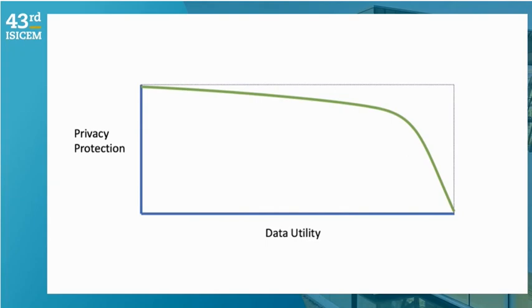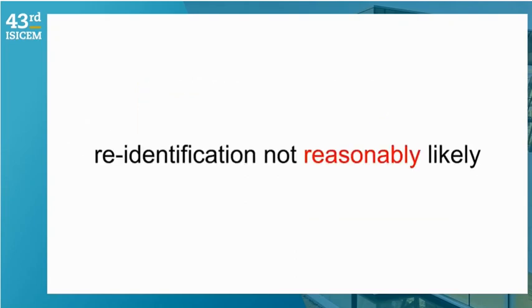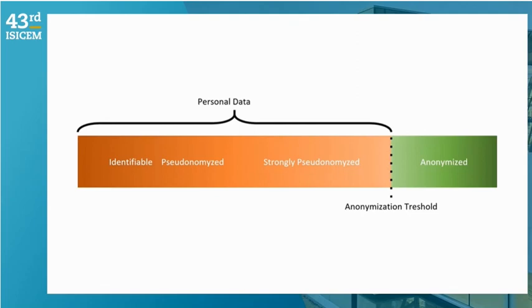Because you can, of course, understand that if you do nothing about privacy protection, the data will be very usable, but you would go against the law. Whereas if you de-identify it to such an extent that you cannot do anything with it anymore, it becomes completely useless. Luckily, the GDPR in Europe has defined data as anonymous if re-identification is not reasonably likely. So we're trying to find the sweet spot between identifiable, pseudonymized, strongly pseudonymized, and then at a certain point the data becomes green and anonymized, and the GDPR does not apply anymore to the data.